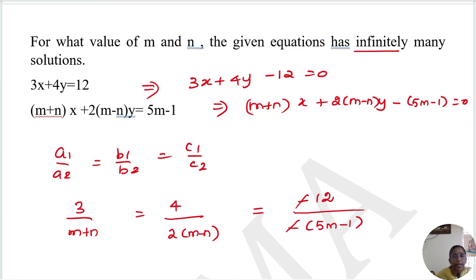First you can take any two pair and then you can proceed with your process. First we are going to consider the first item and the second item. So for doing that, our data will be 3 by (m plus n).